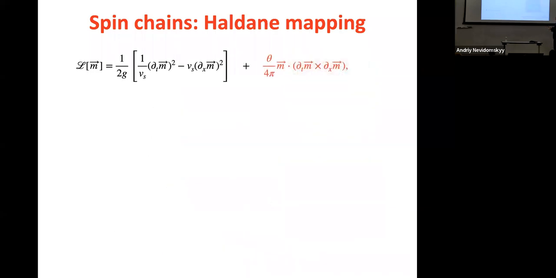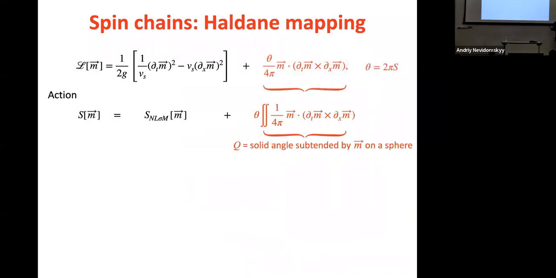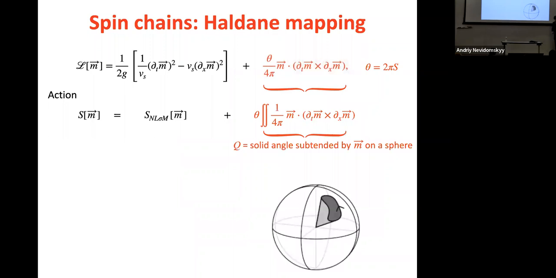Now, what about that famous topological term? Well, it turns out if you stare at this, what multiplies the coefficient theta, that double integral that you see behind me, is actually the area subtended on a unit sphere by the end of the arrow, as it takes the unitary evolution in time.